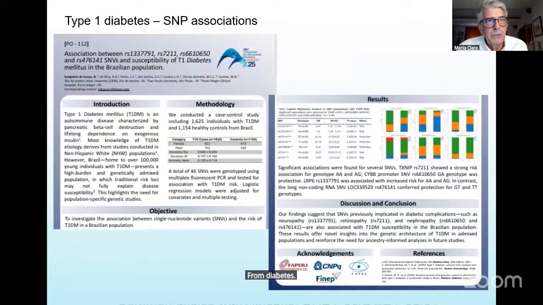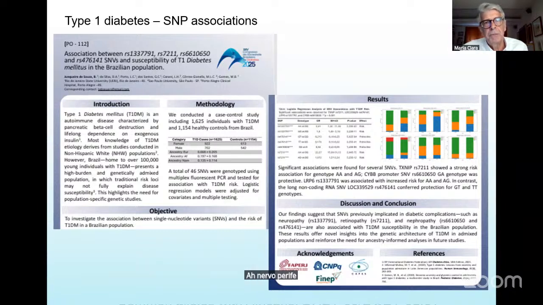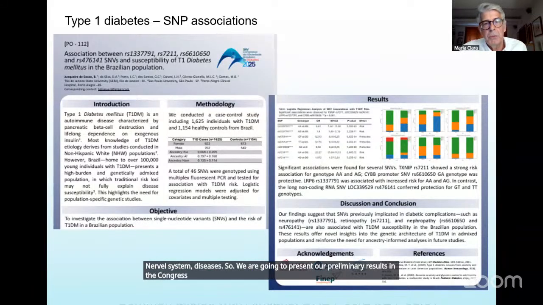But we are still doing some research. Now we are looking for SNP associations, and of course there is a much higher interest. There are some SNPs associated with retinopathy and peripheral nervous system diseases. So we are going to present our preliminary results in the Congress in Brazil this week.